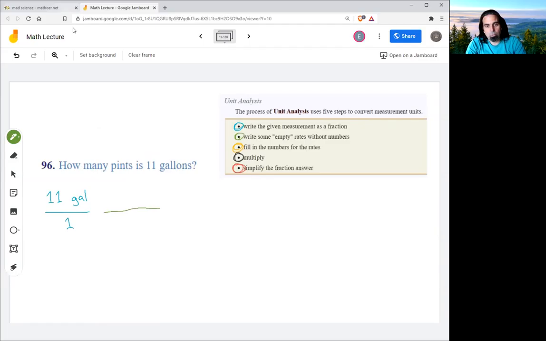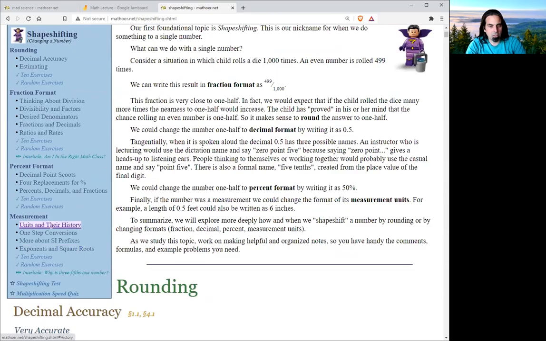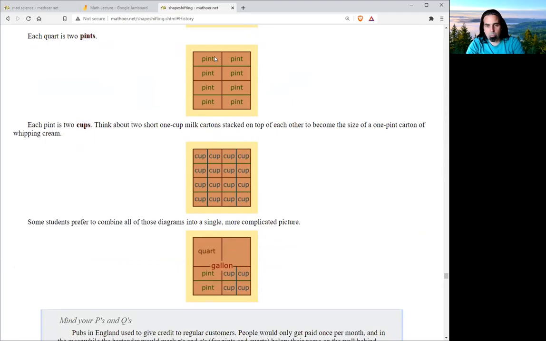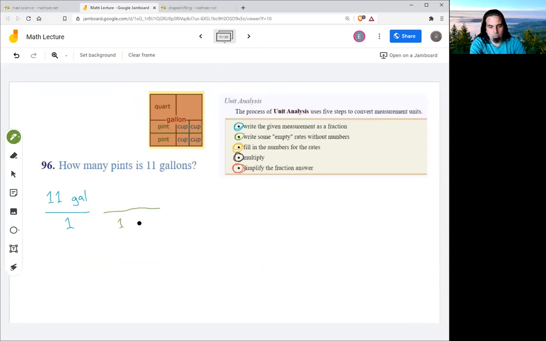Maybe you do, maybe you don't. If you don't, then go back to the measurement history thing we did. And there's that gallon picture. So pints were 8 pints per gallon. Maybe I'll even put this on this line. So 1 gallon. Gallons can go into pints, and there's 8 pints in 1 gallon.